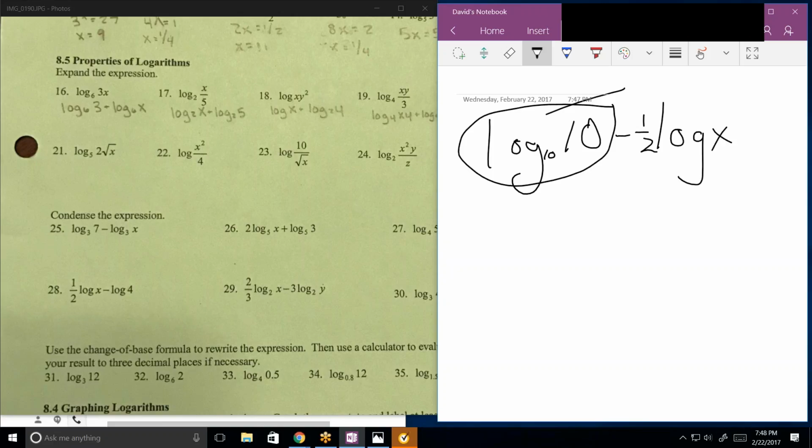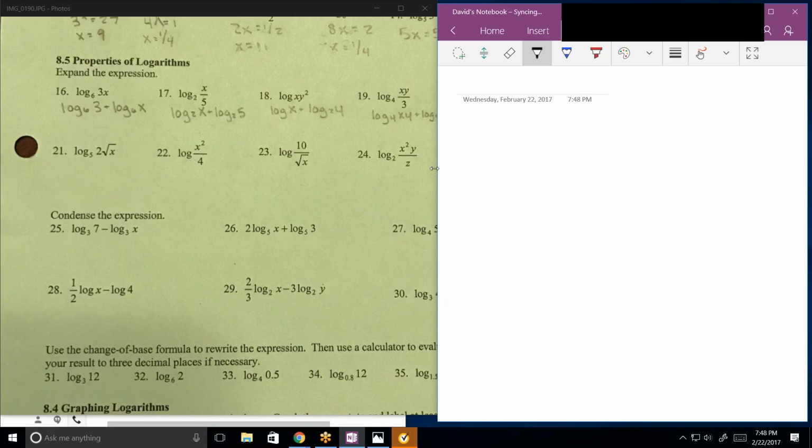Which allows you to simplify that further. What is the log base 10 of 10? 1. Correct. So I can turn that into 1. Whether you have to do that part or not, I'm not sure. I don't know if your teacher is going to insist on that or not. I usually expand as far as I can go without a calculator. I know log base 10 of 10 is 1, so I usually make that conversion.